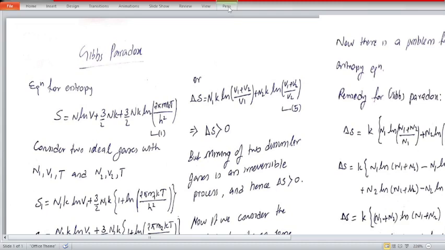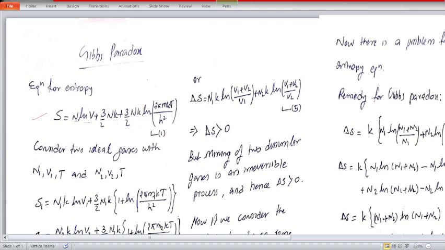In this class, we will discuss Gibbs paradox. We have already discussed the entropy for an ideal gas, and we will use that equation here. We can write the equation for entropy as S equal to nk ln V plus 3 by 2 nk plus 3 by 2 nk ln 2 pi mkT. So this is the entropy equation for an ideal gas.